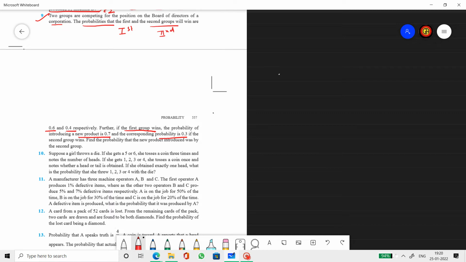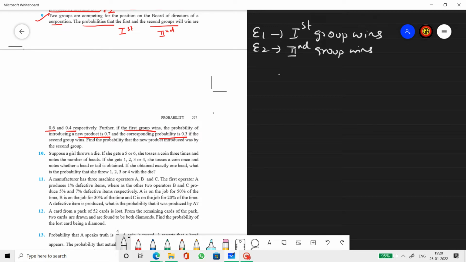Now, what is the probability that the scheme will be introduced? That is our total probability. So, let E1 be the first group wins. Let E2 be the second group wins. And A will be introducing a new product.